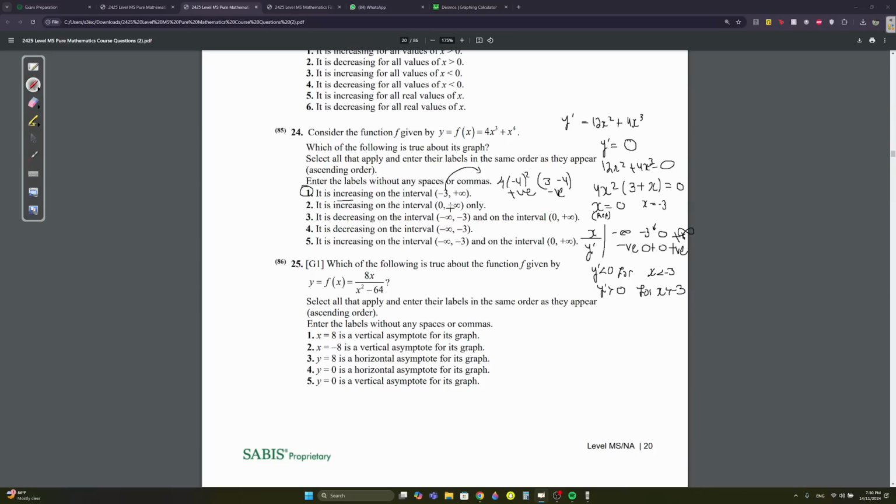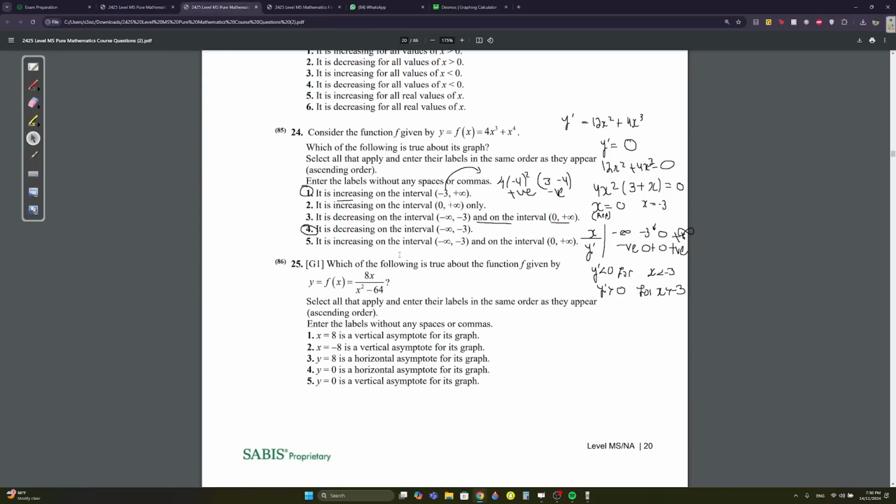It's increasing on the interval 0 to plus infinity only. Although it's correct, you're also missing the part between minus 3 and 0. They said only, so that's wrong. It's decreasing on the interval minus infinity to minus 3. And 0 to plus infinity? No. Increasing on the interval minus infinity to minus 3? No. So our only answers are 1 and 4.